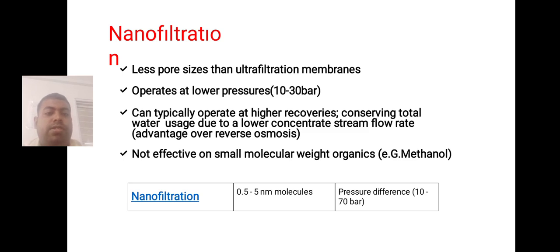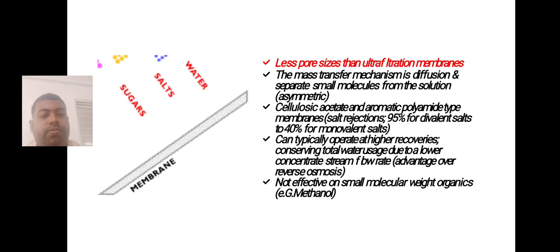For nanofiltration, the pore size is smaller than ultrafiltration. It operates at low pressures, that is 10 to 30 bar. It can be operated at higher recoveries, conserving total water usage due to a low concentrated stream flow rate. Not effective on small molecular weight organics like methanol.